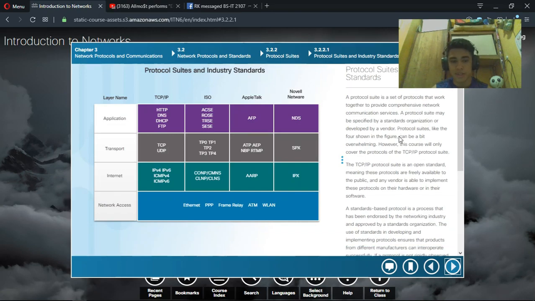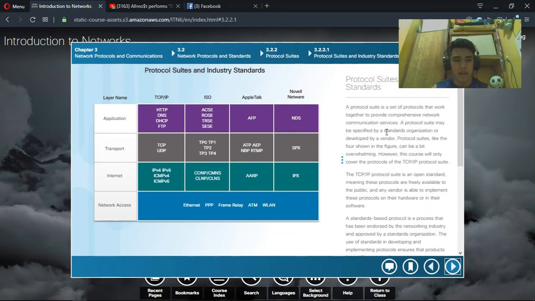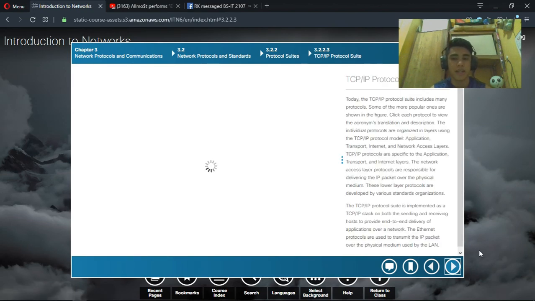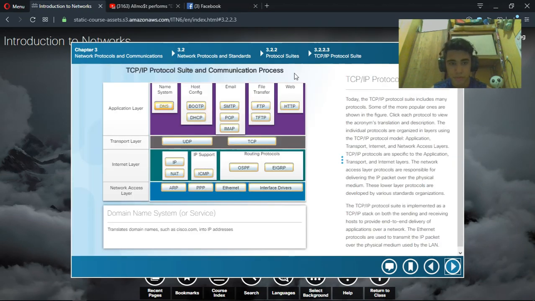Next, protocol suite and industry standards. We have three TCP/IP layers: application, transport, internet, and network access. Let's proceed. Next, the TCP/IP protocol suite.